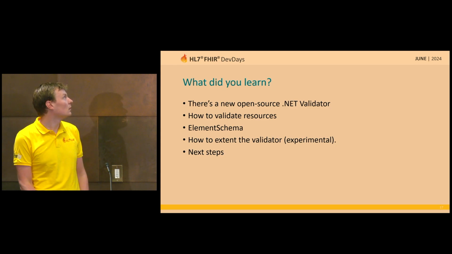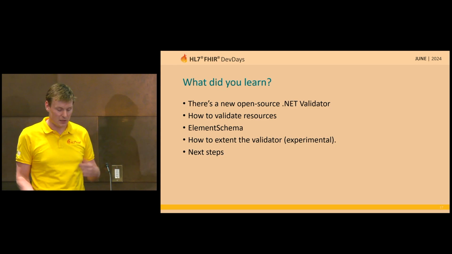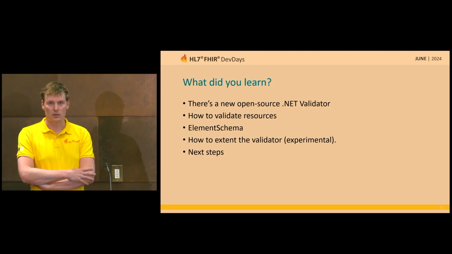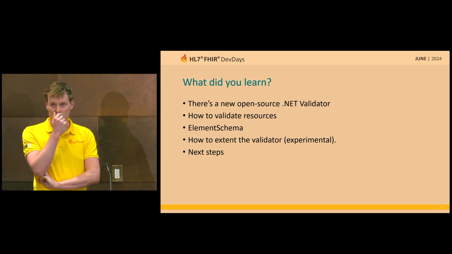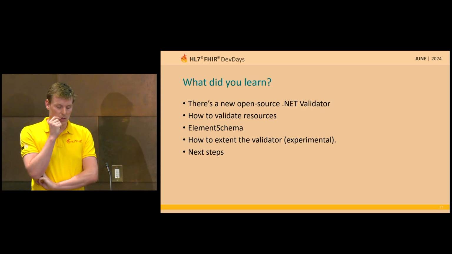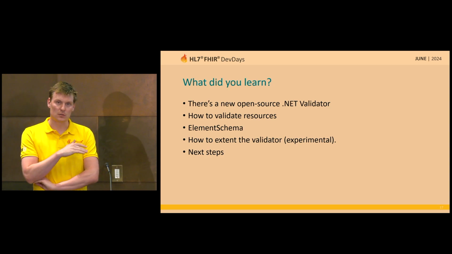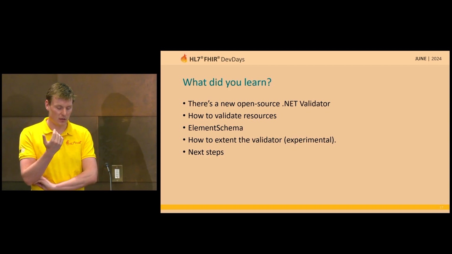So this is the end of my presentation. We've discussed the open source .NET validator, what it is. It's on GitHub, and there are links in the slides on where you can find it. We've discussed how to set it up and how you validate your resource. Please try it out for yourselves.